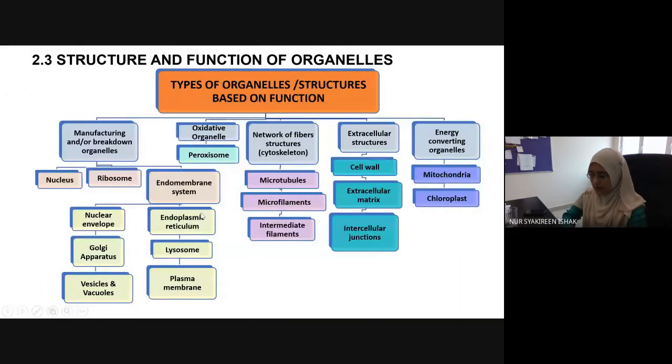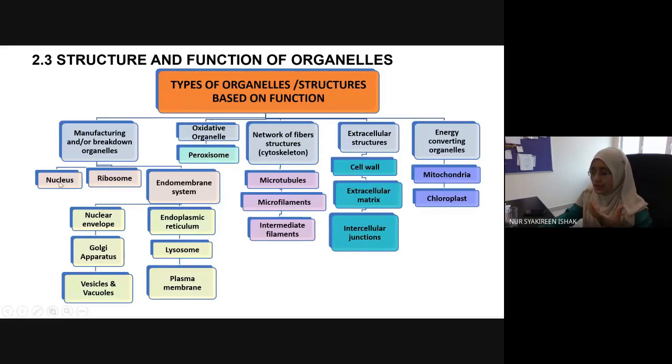Okay, so next we are going to look at all the different organelles within the cell. This chart is just to give an overview of the different organelles that we are going to look at. The first organelle is the nucleus, and then you have the ribosome, and then you have the endomembrane system. These are organelles that are involved in manufacturing or breaking down.